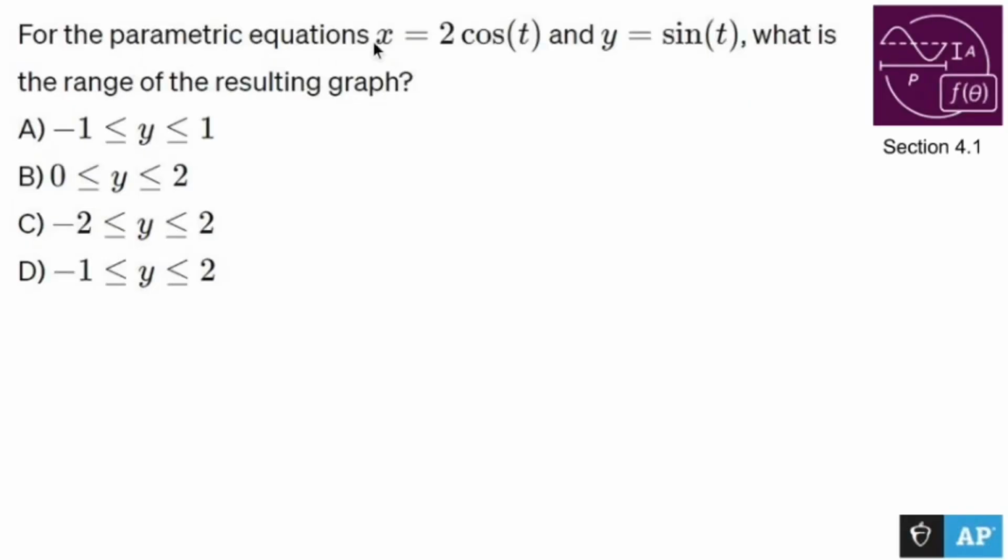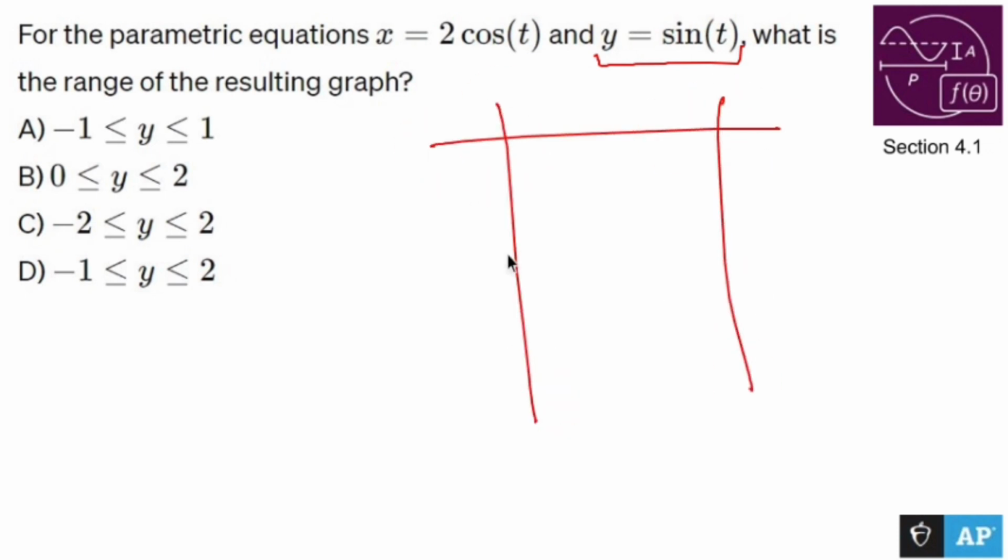For the parametric equations x equals 2 cos t and y equals sine t, what is the range of the resulting graph? Well, the range has to do with the y values. Normally when I graph these, I pick a t, and then I pick my x values and my y values, and I have 0 and I have pi over 4, and I work my way down here. But common sense tells me that my range is going to be the largest number I get here. Well, the largest number I'm going to get is whatever I plug in, sine of whatever that's going to be, is going to be 1.